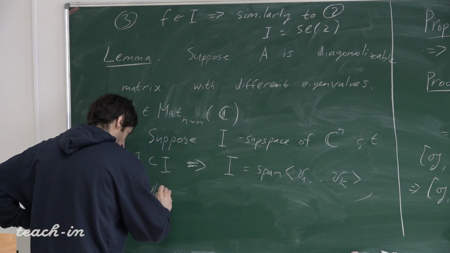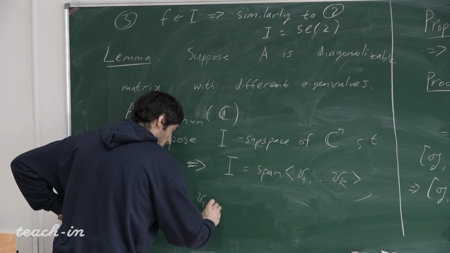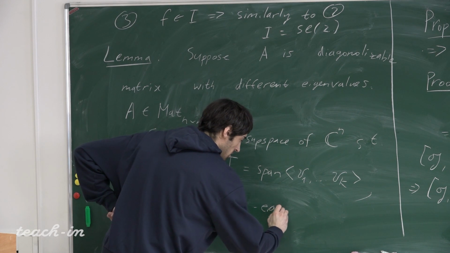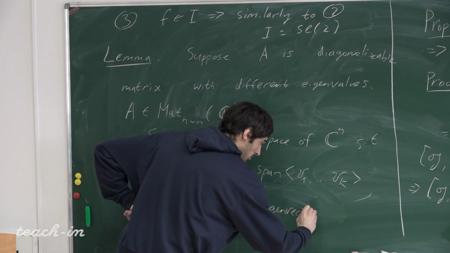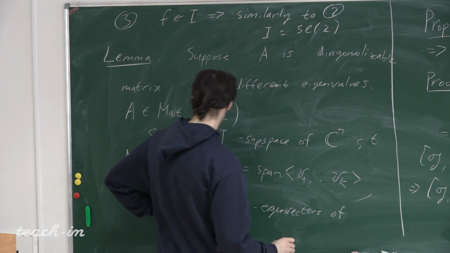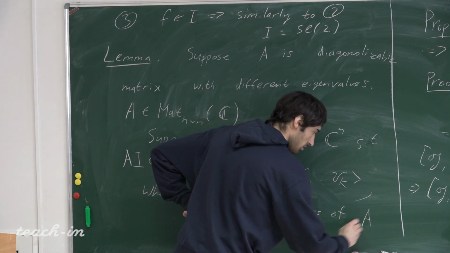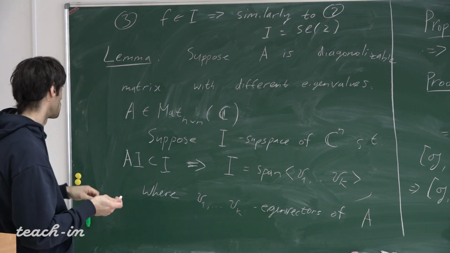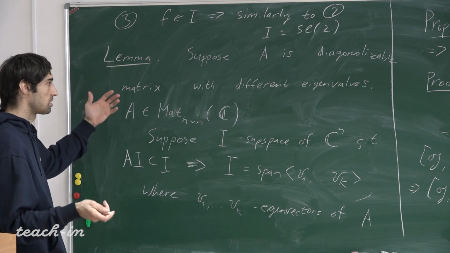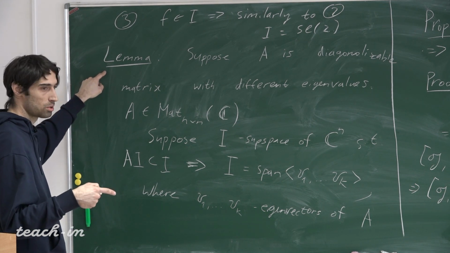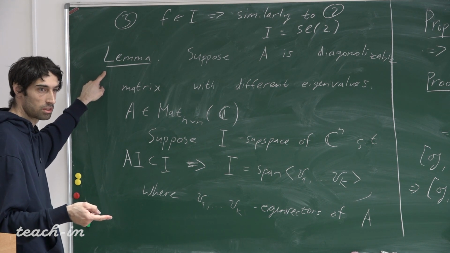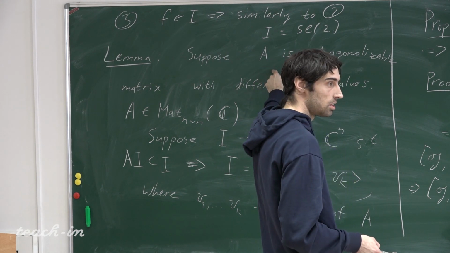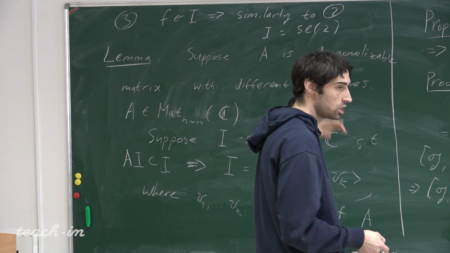Namely, I is spanned by V1 through Vk, eigenvectors of A. Some, maybe not all of them. First, maybe just to motivate why this is true, this is a pretty easy statement from linear algebra. We would like to apply this lemma to H.